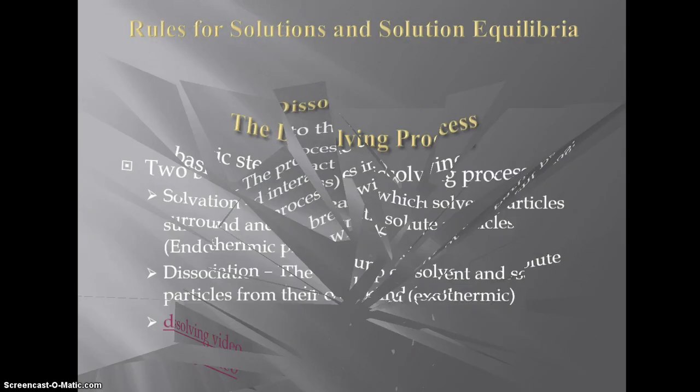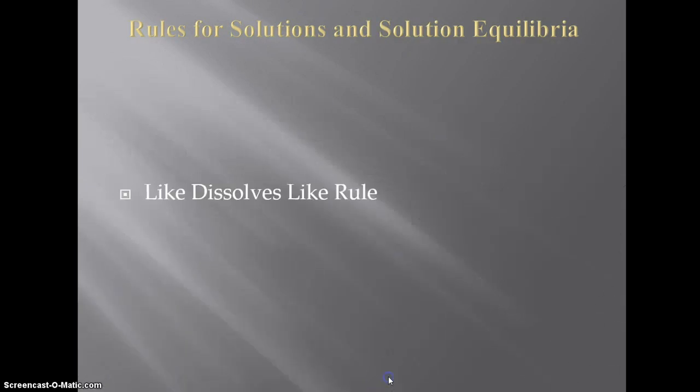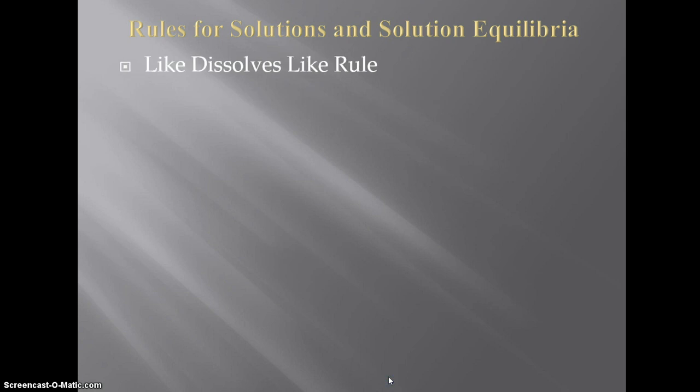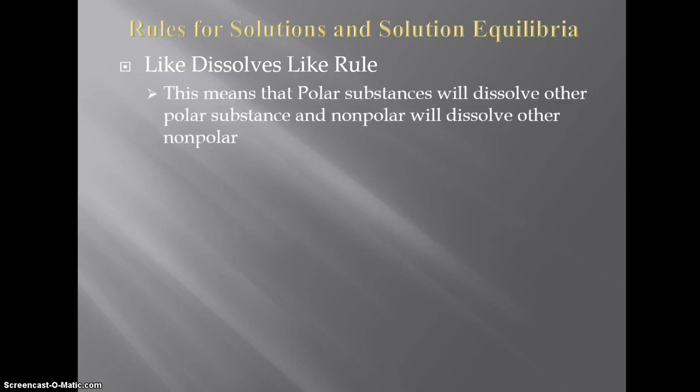Okay. Let's take a look at some rules for solutions and solution equilibria. The first rule is the like dissolves like rule. And this is basically, why do things like oil and water not mix, and other items do? What is it that governs that?